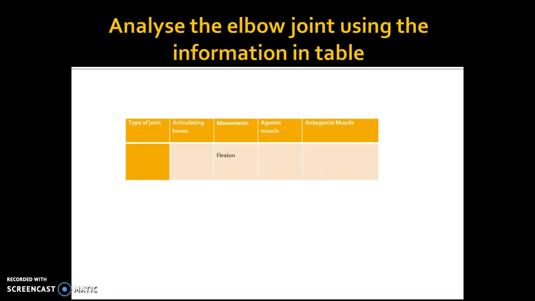Okay, going on to your next question then. Analyse the elbow joint using the information in the table. Basically, all I'm giving you here is flexion, so the movement is flexion. You need to determine the type of joint and the articulating bones. When the elbow flexes, what's the agonist muscle?